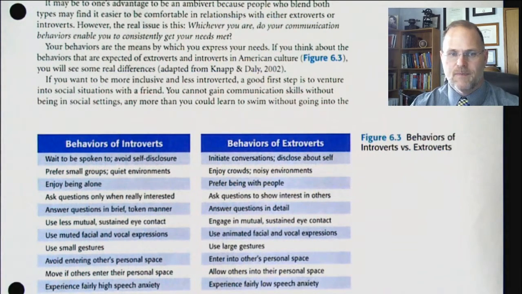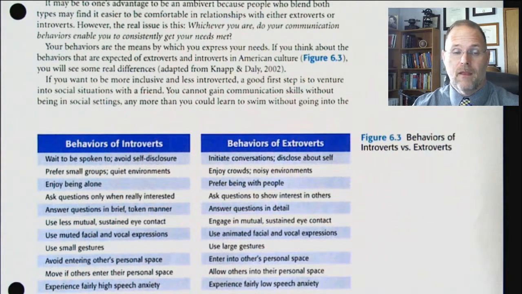An introvert waits to be spoken to, avoids self-disclosure. They're the kind of person that stays in the back corner and waits till somebody calls on them and then really doesn't want to answer much if they have to. An extrovert initiates conversation and discloses about themselves. The extreme extrovert, as we know, is that person that will come up there and tell you their entire life history even though you didn't ask them a thing.